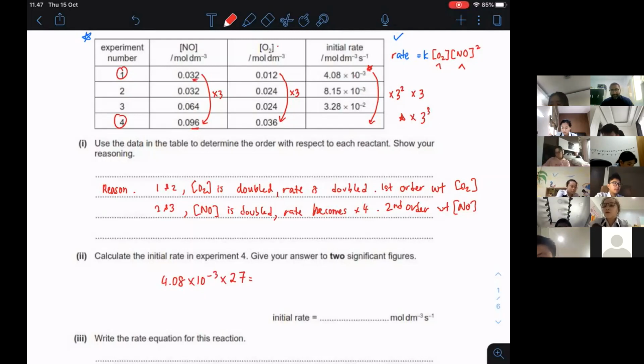Sir, if we use O2, can or not? If you use O2. O2, what do you mean?